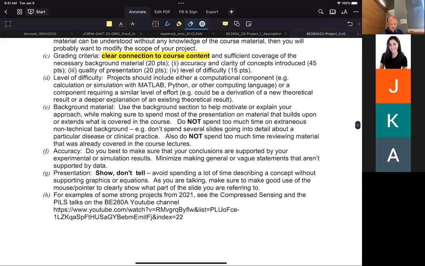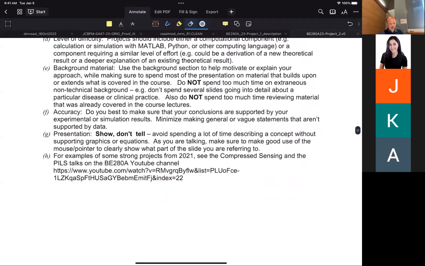For background material, don't spend too much time on extraneous non-technical background, right? For example, this is not a course about COVID or about liver disease, so we don't need 3 minutes about liver disease or anything like that, okay? Also, don't spend too much time reviewing material. Although it always flatters us when we see our slides used again, we don't need to see them again, okay? Basically, if it's in the book or in the slides, you don't need to repeat it.